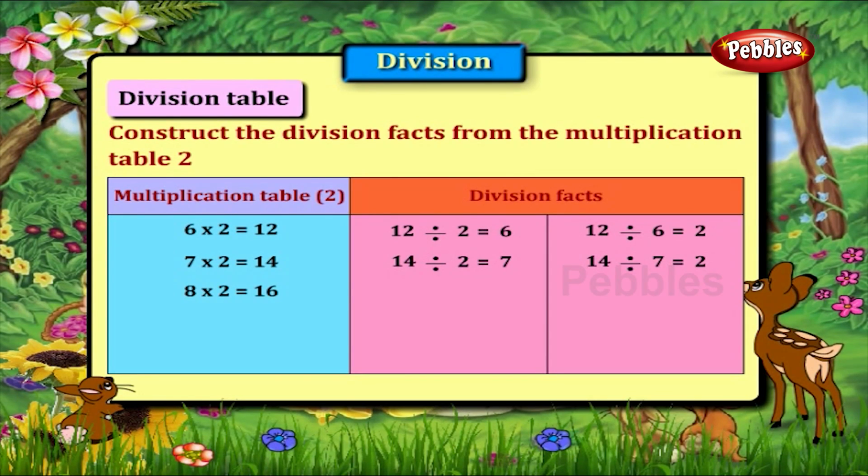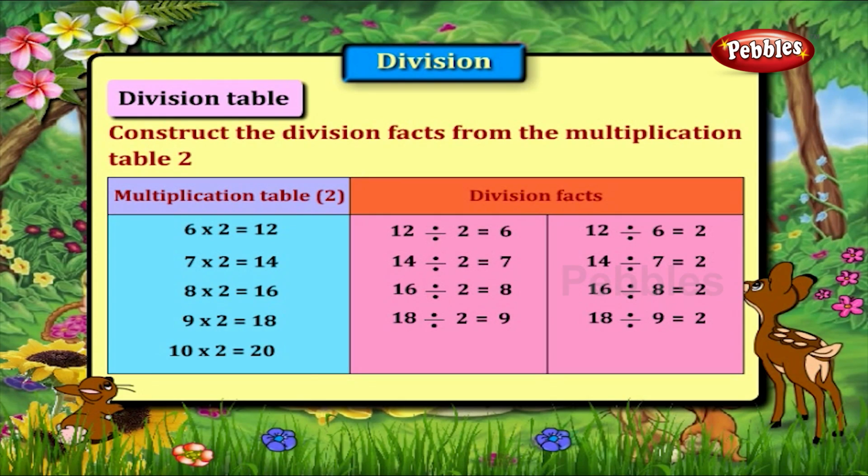8 into 2 is equal to 16. 16 divided by 2 is equal to 8. 16 divided by 8 is equal to 2. 9 into 2 is equal to 18. 18 divided by 2 is equal to 9. 18 divided by 9 is equal to 2.